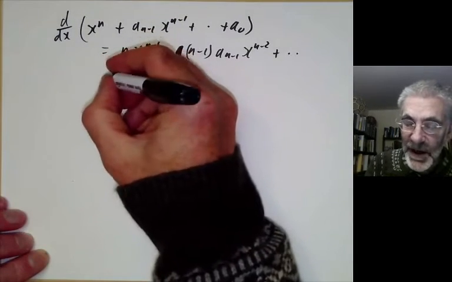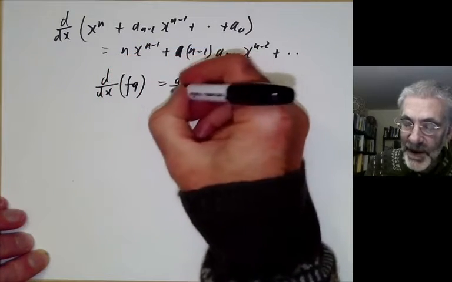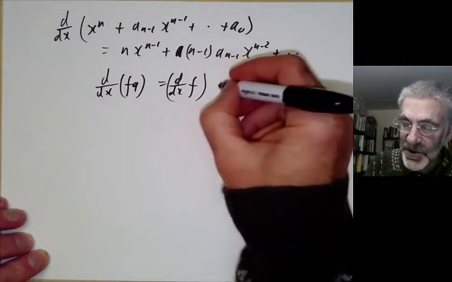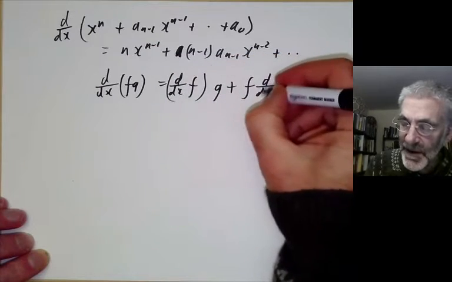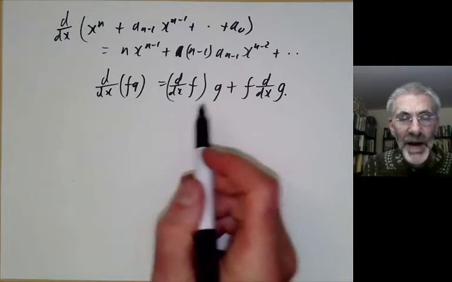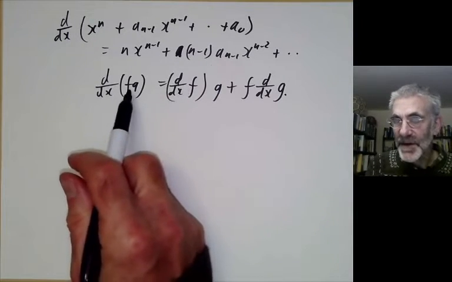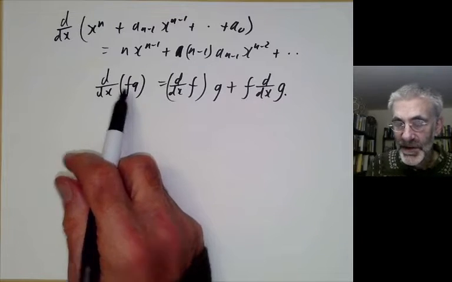For instance, we've got Leibniz's rule, d by dx of fg equals d by dx f times g plus f times d by dx of g, and this still holds over any field. And you can either do that by doing a slightly tedious calculation, or you can just observe that this holds for complex polynomials.